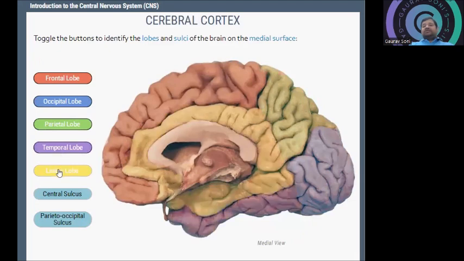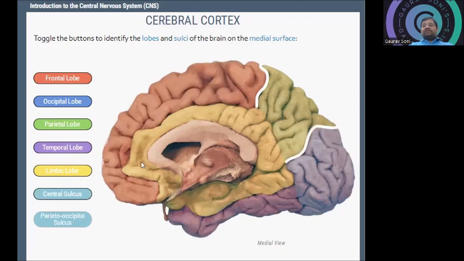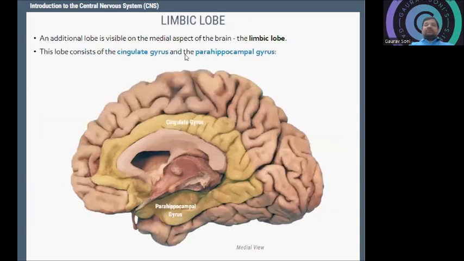Now a limbic lobe is there. This limbic lobe will be further divided, but right now you can understand there is a limbic lobe. Then there is the central sulcus and parieto-occipital sulcus. This thing where my cursor is rotating right now is the corpus callosum, a type of association fibers, which connects both sides of the cortex. Now talking about the limbic lobe, it is only visible in the medial aspect, as I have already told. It consists of the cingulate gyrus, which is on the top side of the corpus callosum, and the parahippocampal gyrus, which is on the lower side, next to the diencephalon part.